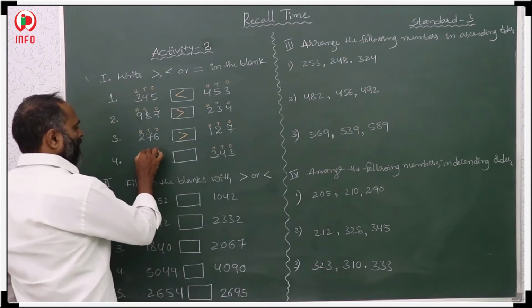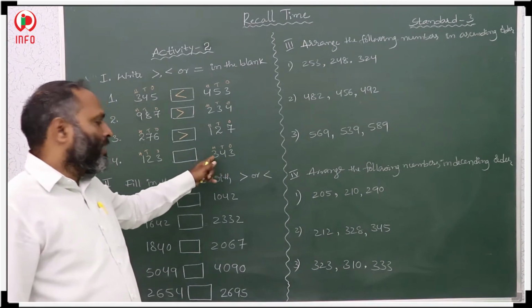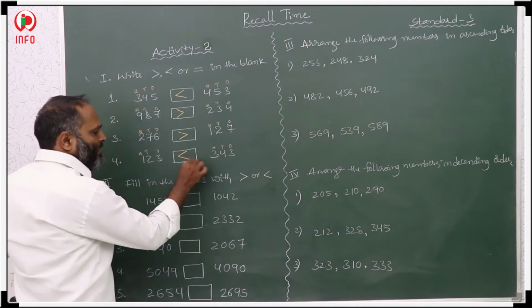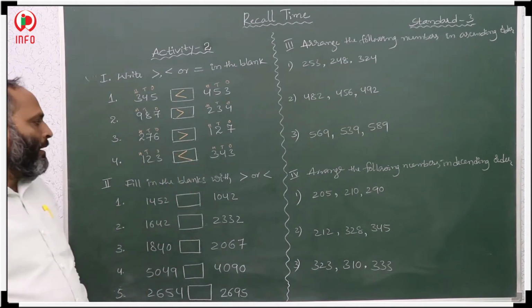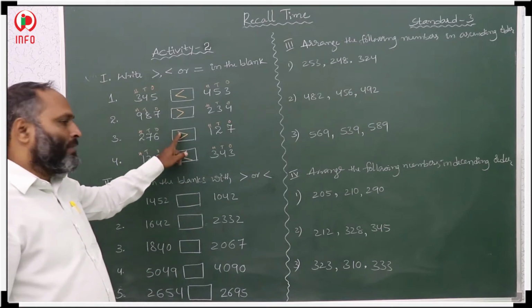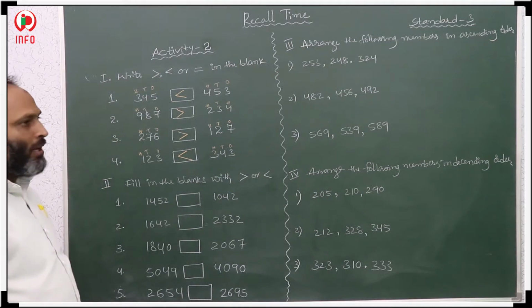Next, ones, tens, hundreds. In hundreds place 1 is there, in hundreds place 3 is there. 3 is bigger, so this one is lesser. 123 is less than 343. This is the less than symbol. This is the greater than symbol. Now, this is about our 3 digit numbers.